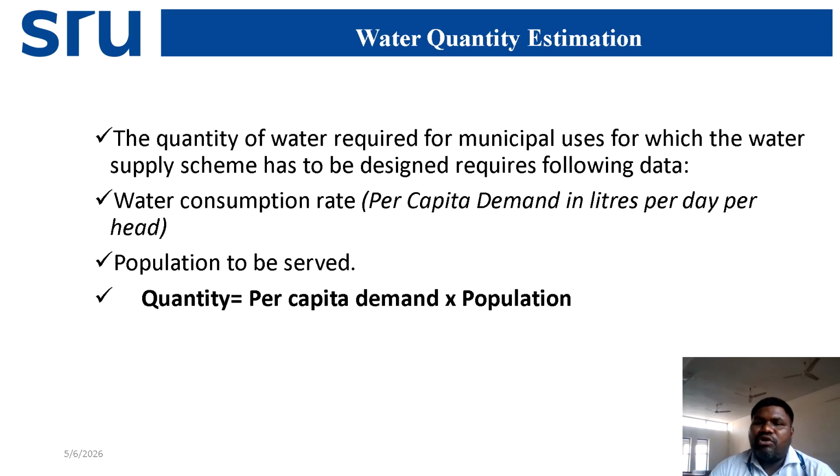So the next one is the water quantity estimation. How can we estimate the quantity? Suppose in Warangal city, the population will be around 7 lakh, and the per capita demand will be around 130 liters per head per day. How do we estimate the water quantity for Warangal city? The quantity for Warangal city is equal to, as we discussed already, the population of 7 lakh multiplied by the per capita demand of 130 liters per head per day.